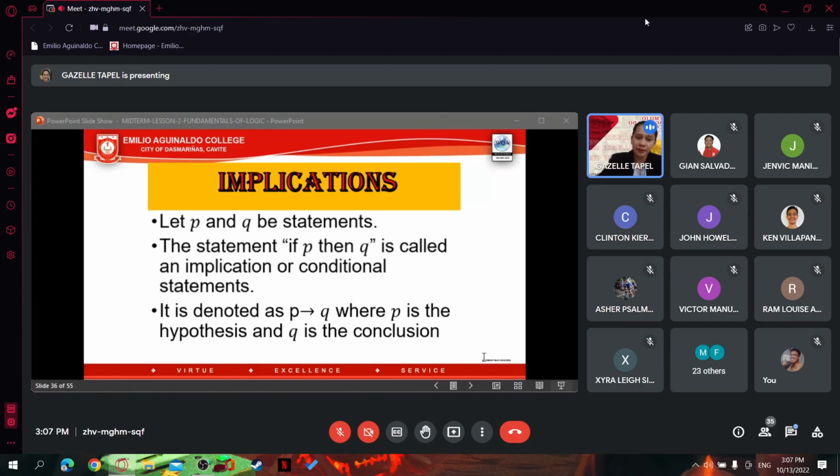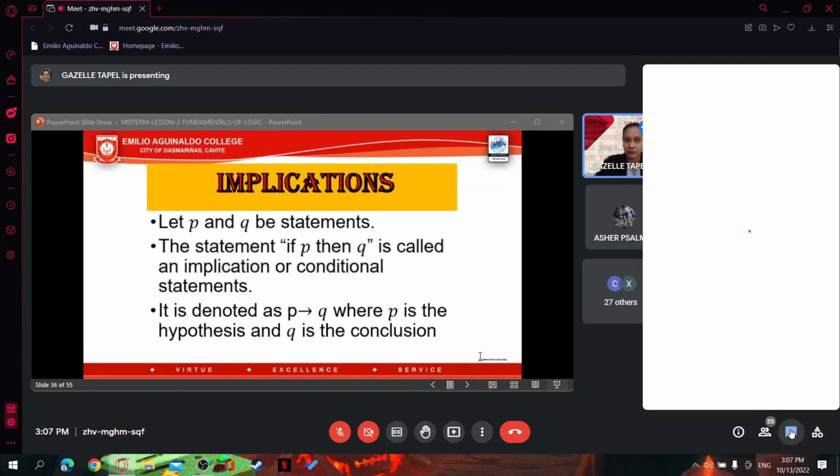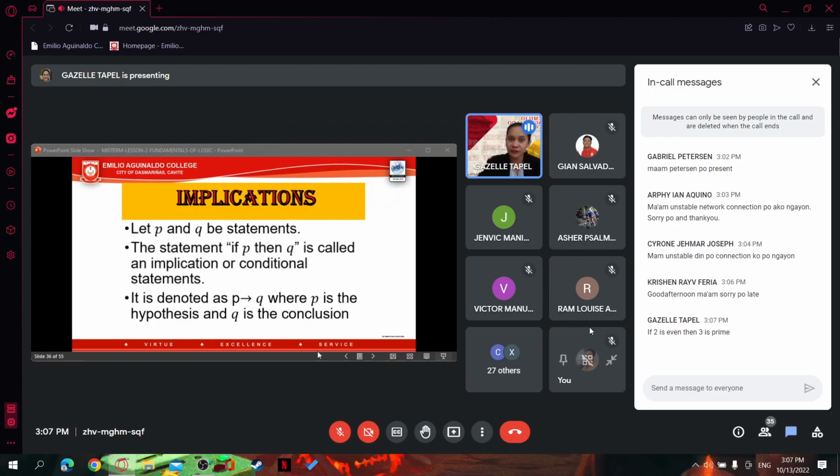Given this conditional statement, type ko dito, if 2 is even, then 3 is prime. What is the hypothesis and what is the conclusion? Nasa chat box po. If the conditional statement, if 2 is even, then 3 is prime. What is the hypothesis and what is the conclusion? Anybody? Base your answer from the definition. Sabi sa definition, it is denoted by P implies Q, where P is the hypothesis and Q is the conclusion.